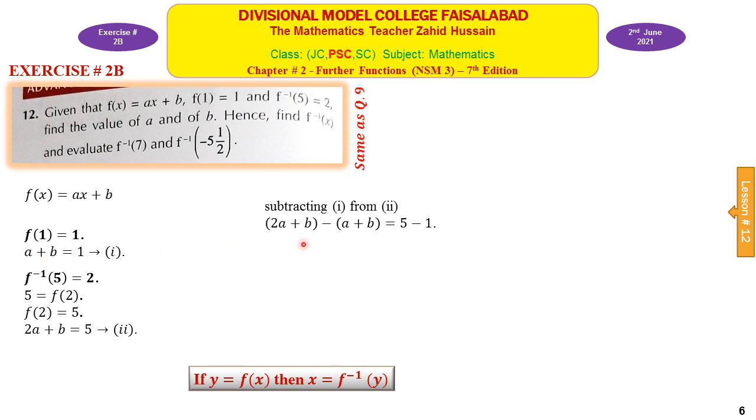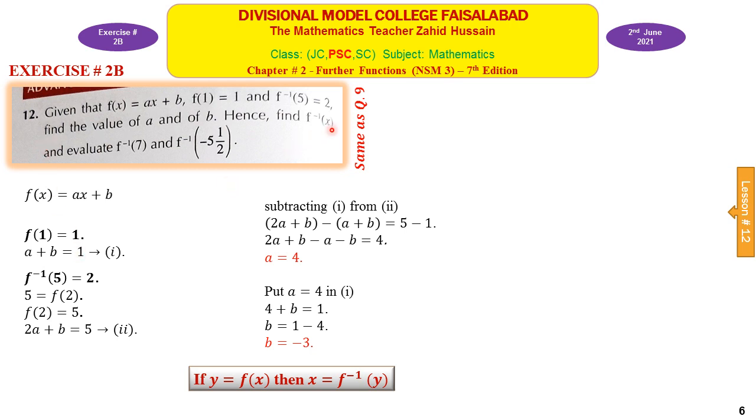So the left hand side of equation number 2 minus left hand side of equation number 1 is equal to right hand side of equation number 2 minus right hand side of equation number 1. Removing the bracket, we get 2a plus b minus b equals 4. Minus b is cancelled with plus b and we get a is equal to 4. Put this value of a in equation number 1 and solve to get the value of b, which is equal to minus 3.